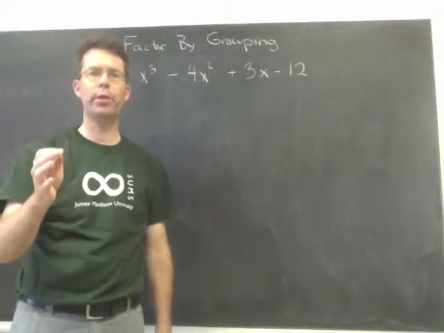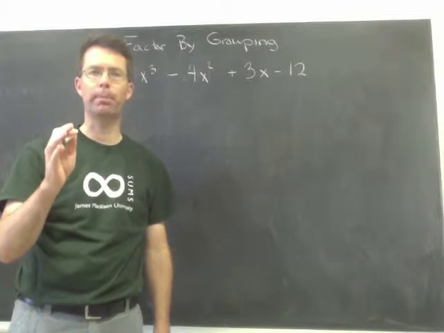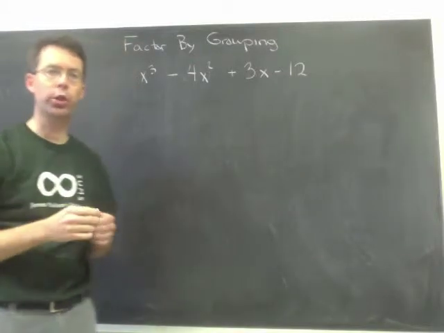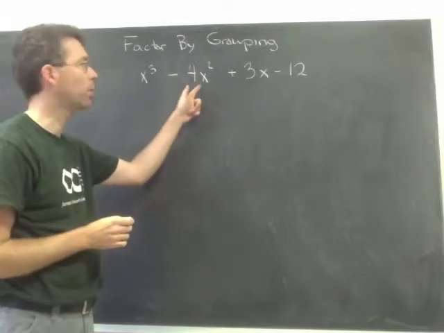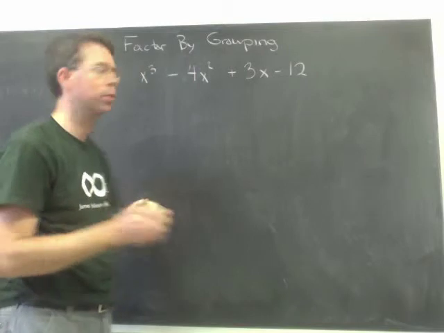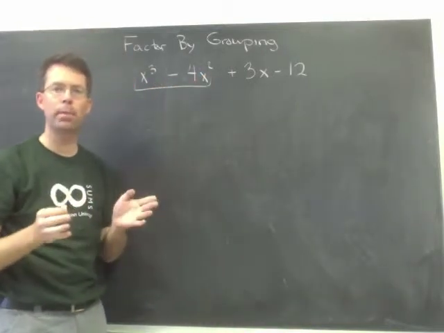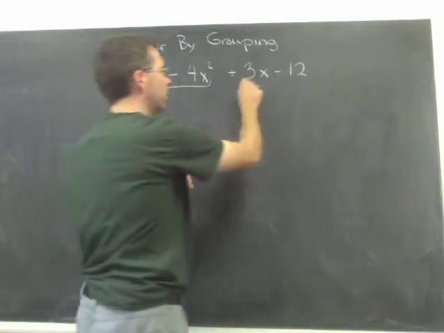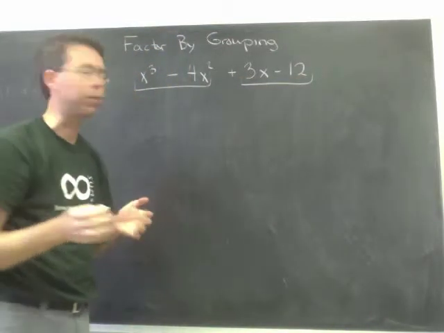I want to teach you a strategy for factoring quadratic polynomials by using a method called grouping. Now usually grouping is introduced with cubic polynomials like the one that I've shown here, x cubed minus 4x squared plus 3x minus 12. The idea of grouping is to put two terms together. So for example, the x cubed minus the 4x squared and the other terms together, for example, 3x minus 12, and look for common factors.